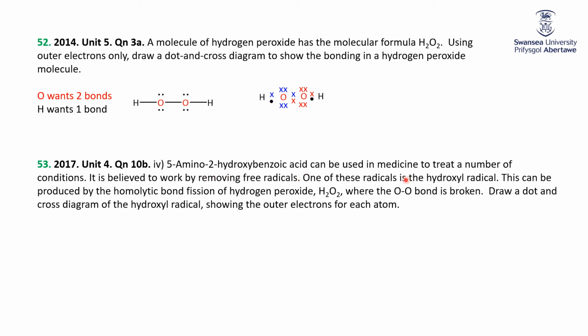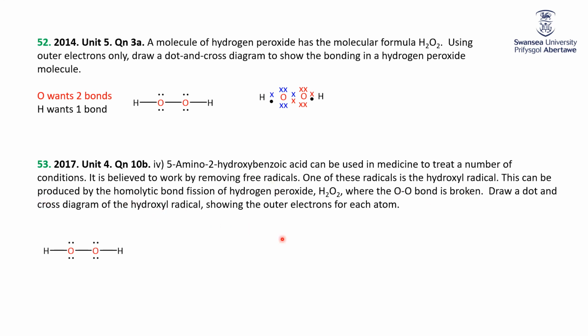5-amino-2-hydroxybenzoic acid can be used in medicine to treat a number of conditions. This is believed to work by removing free radicals. One of these radicals is the hydroxyl radical. This can be produced by the homolytic bond fission of hydrogen peroxide where the OO bond is broken. Draw a dot and cross diagram of the hydroxyl radical.